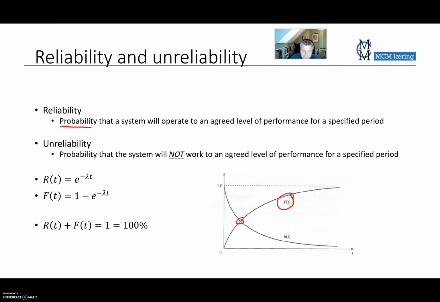F for failed. As time goes by even more, at some time we have 25% reliability, which means that only 25% have survived, and then 75% have failed. So the failure probability goes to 100% or 1.0 as time goes by, while the reliability goes to 0. And the sum of the two is always 100%, or 1.